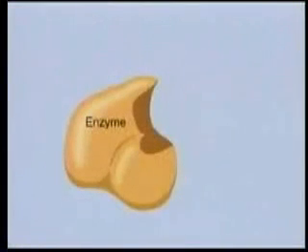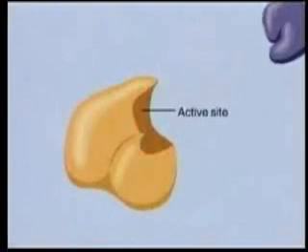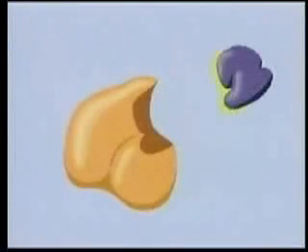An enzymatic reaction begins when a specific compound binds to an area on the enzyme called the active site. The compound that binds is called the enzyme's substrate. Notice the shape of the substrate and the active site. They fit each other like a lock and key.